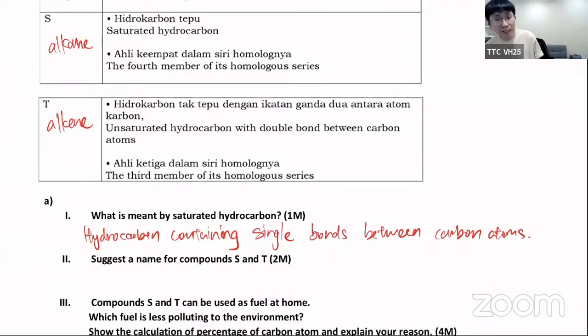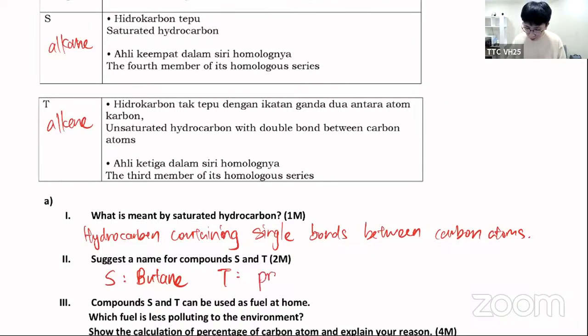Okay, but what's the fourth member of alkane? So first member is what? Methane. Second member, ethane. So fourth member of alkane. Yeah, correct. So you can say S is butane. But T is third member of alkene. So what's the third member of alkene? So it'll be propene.